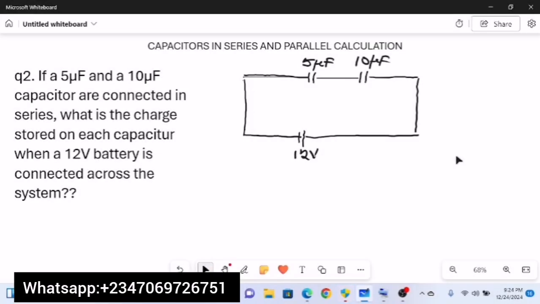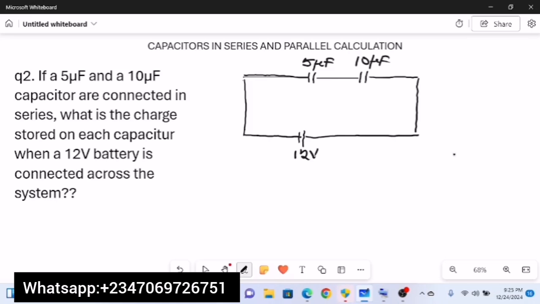Alright, so the second question says, if a 5 microfarad and a 10 microfarad capacitor are connected in series, what is the charge stored on each capacitor when a 12 volt battery is connected across the system? Okay, so in this case you have a 12 volt battery connected, and the capacitors are 5 and 10 microfarad respectively. Now once again, in order to solve this, you first have to find the equivalent capacitor, right? So that's our first task.